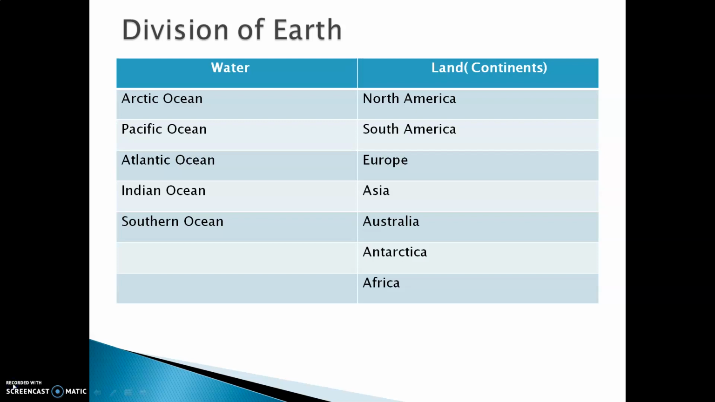Division of earth. The two factors, water and land. Land means continents. Continent means a huge piece of land. In the water section, there are five important oceans. First is Arctic Ocean, Pacific Ocean, Atlantic Ocean, Indian Ocean and Southern Ocean. When we learn about land, it means all seven continents: North America, South America, Europe, Asia, Australia, Antarctica and Africa.